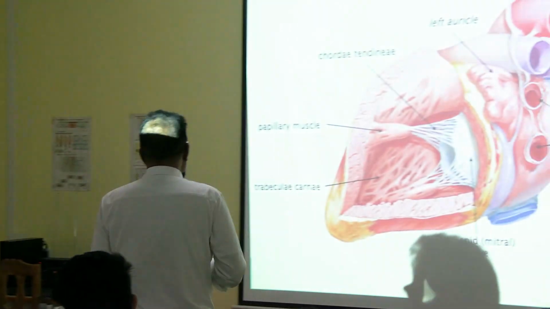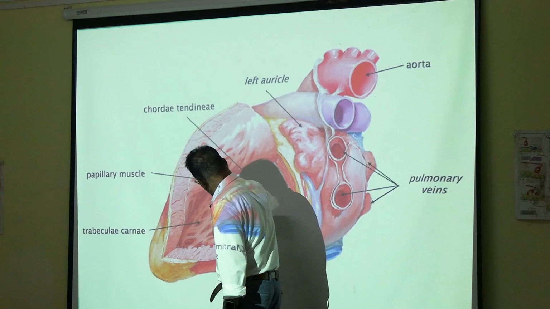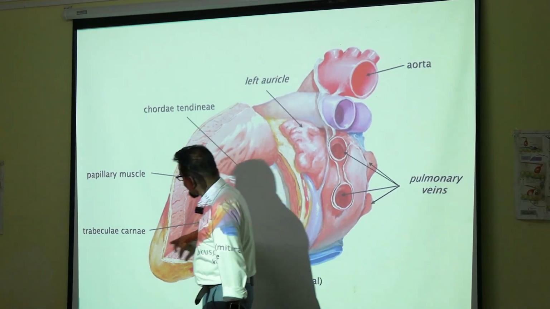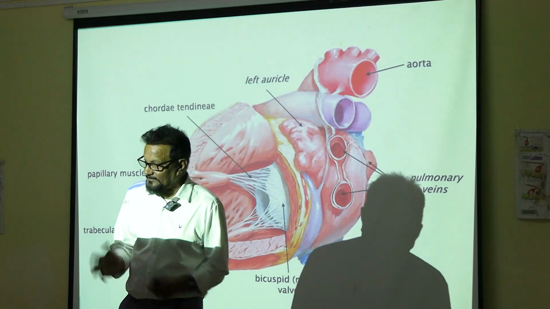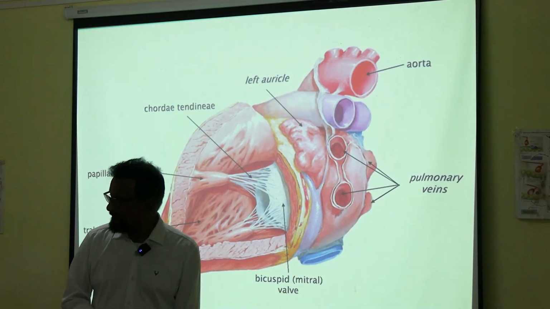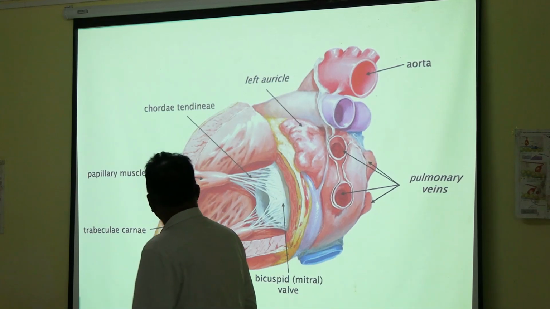And another thing you can see, the inner surface of the ventricle. What is this? These are the trabeculae carneae. When the heart is dissected, opened, you will find it. You will see this. Okay? Fine.